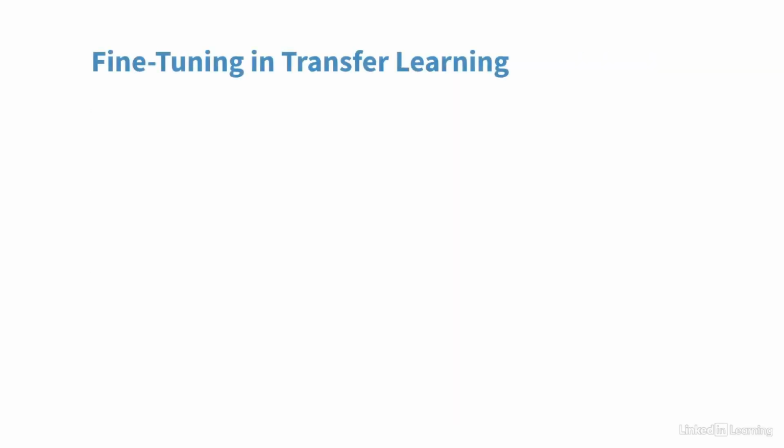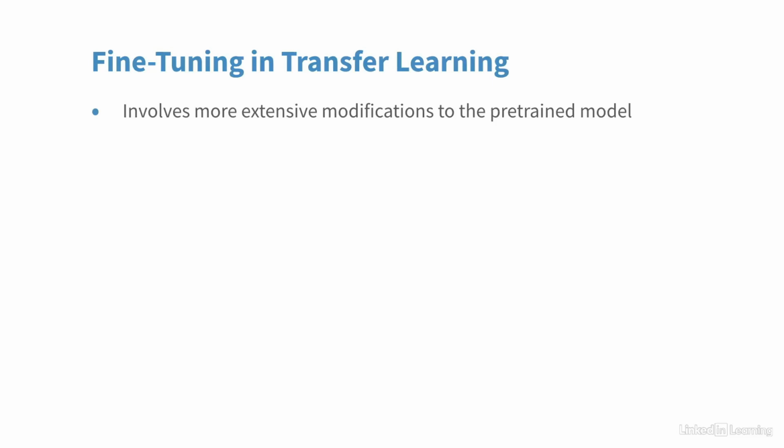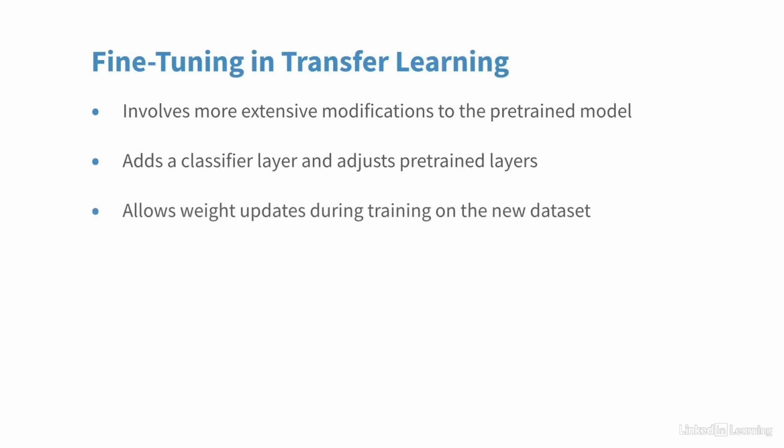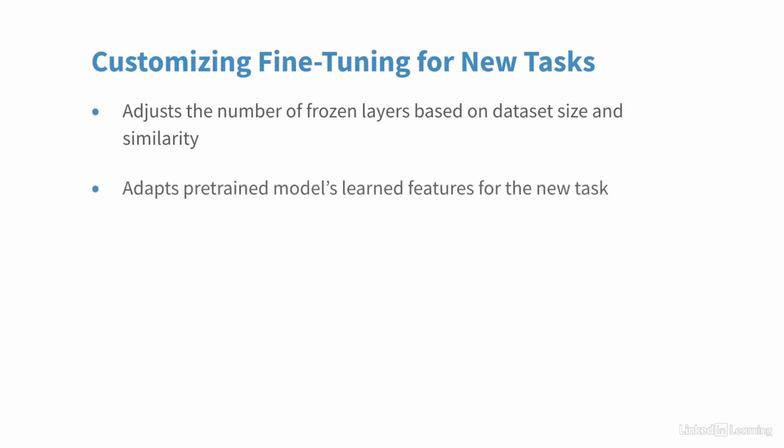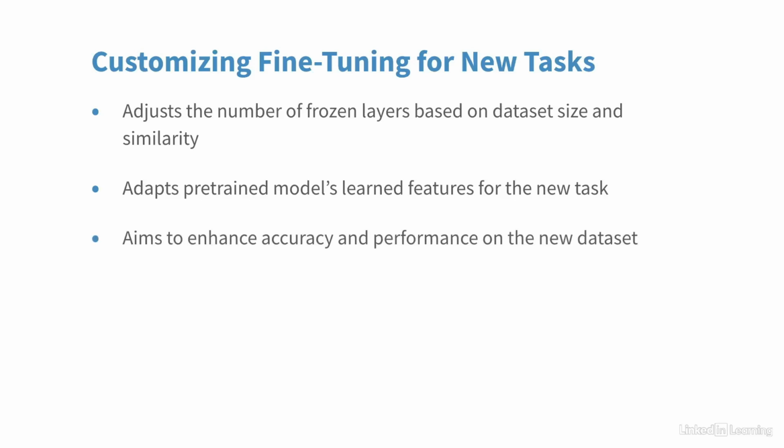On the other hand, fine-tuning involves making more extensive modifications to the pre-trained model. Instead of simply adding a new classification layer, or what's also known as a classification head, on top of the pre-trained model, you fine-tune some pre-trained layers by allowing the weights to be updated during backpropagation when training on the new dataset. You can also change the number of layers you freeze from the pre-trained model depending on the size and similarity of the new dataset. The goal of fine-tuning is to adapt the pre-trained model's learned features and patterns to the new task and to improve the model's accuracy and performance on the new dataset.